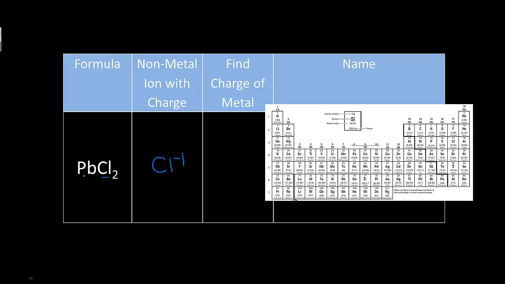Now, the charge of our metal. We're going to uncrisscross, so that 2 is going to go up. So we have Pb +2. Okay? And over here, that number would have gone up also. That's a 1. And this is a -1, so we're good there.